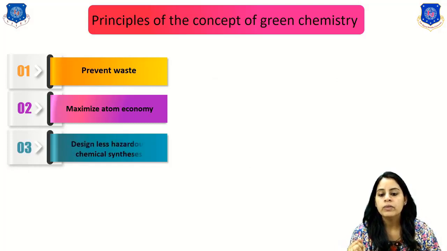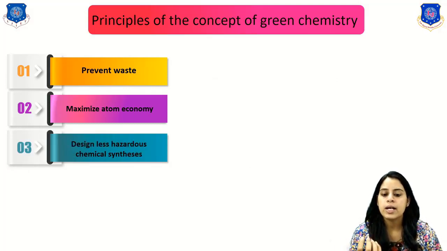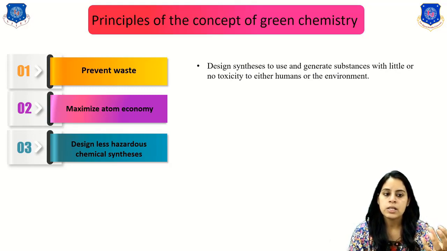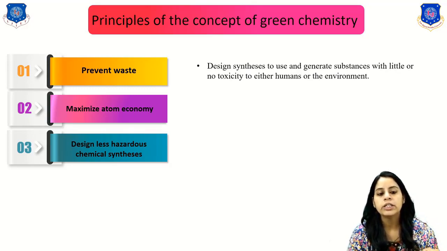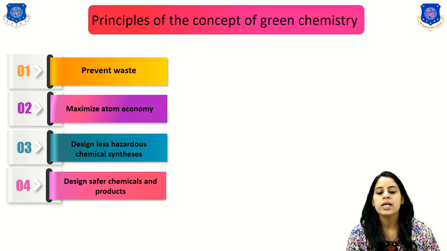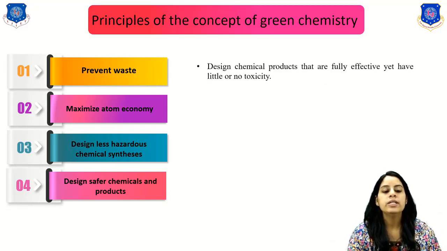Okay, the third one is design less hazardous chemical syntheses. Design syntheses to use and generate substances with little or no toxicity to either humans or the environment. Then the fourth principle is design safer chemicals and products. Design chemical products that are fully effective and yet have little or no toxicity to humans or the environment.